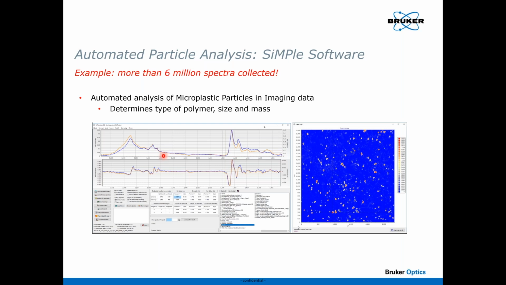Say you have a lot of particles, or you're working in an environmental situation where you want to look at microplastics in the environment. So we have a couple of different platforms we use, that we partner with. One is called the Simple platform, and the other is Purency. This was more than 6 million spectra collected. So instead of targeting each of these particles independently, now we're just going to let the focal plane array-based system analyze them all and come back and tell us what we have. So this works very well. It determines the type of polymer and the size and mass of the polymer.